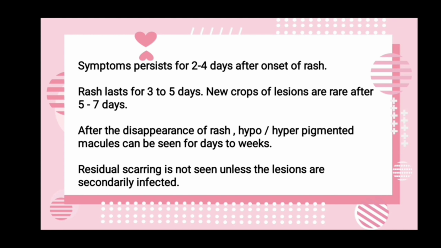and the symptoms persist for 2 to 4 days after onset of rash. Rash lasts for 3 to 5 days. New crops of lesions are rare after 5 to 7 days. After the disappearance of rash, hypo or hyperpigmented macules can be seen for days to weeks. Residual scarring is not seen unless the lesions are secondarily infected with bacteria.